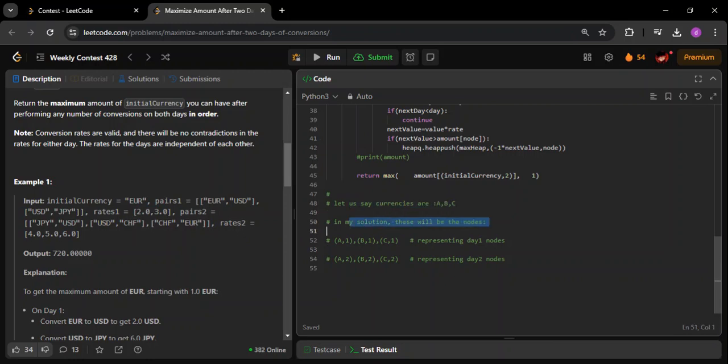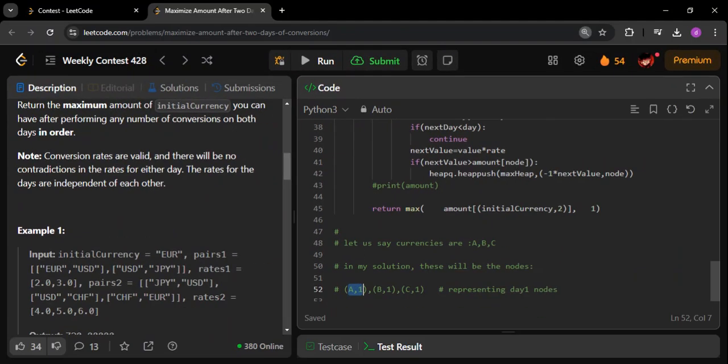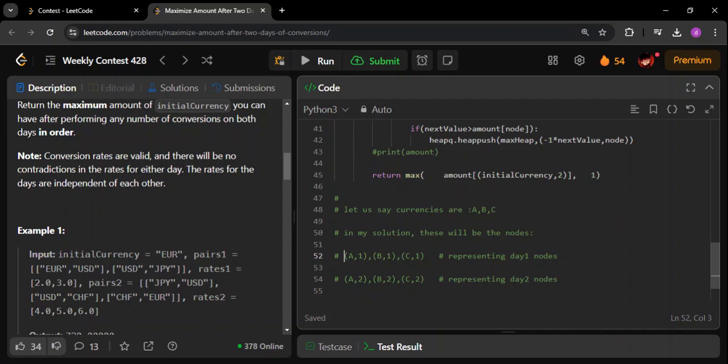In my solution, these will be the nodes. For day one, the nodes will look like this. Okay, let me zoom in. So A comma 1, see, this is a tuple in Python. This is going to be the name of the node. A comma 1 represents the node A on day one. Similarly, this is going to be the node B on day one, and this is going to be the node C on day one.